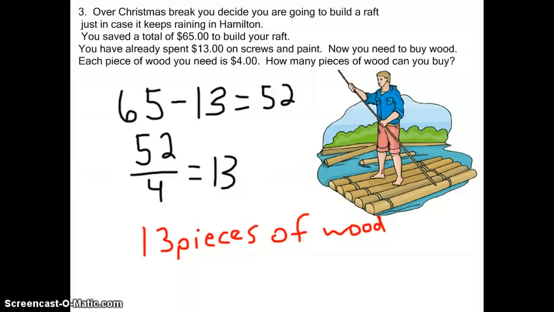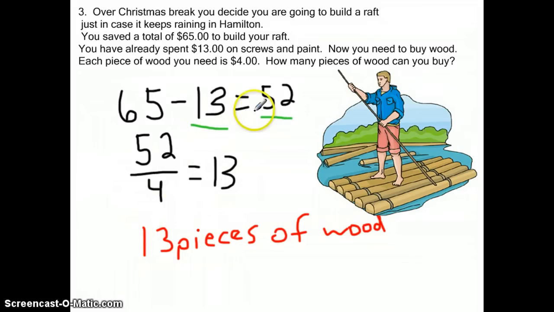Alright, so it says you have a total of $65 to build your raft, but it also tells you already spent $13 on screws and paint. So what you need to do is go ahead and subtract out that $13 from your total of 65, which is what we did here, and we have left over 52 to spend on wood.